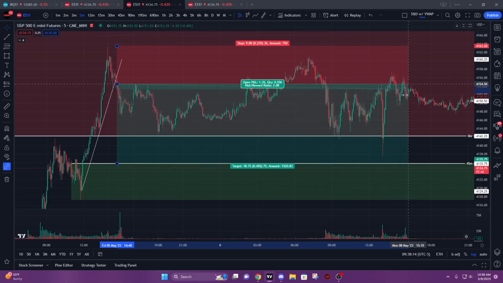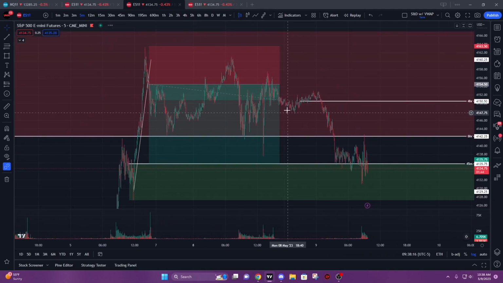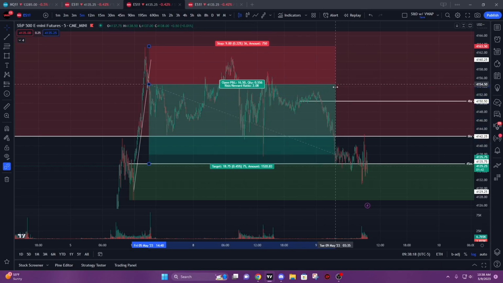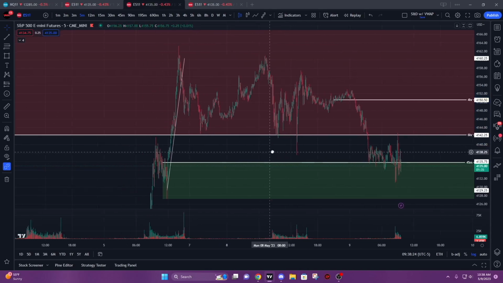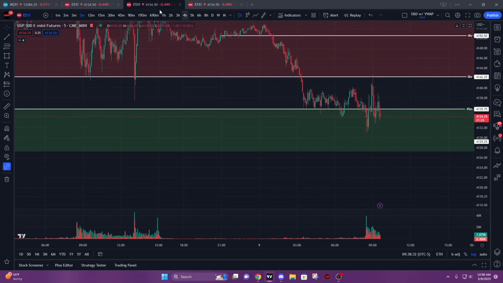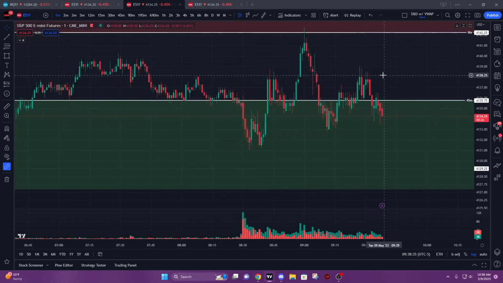If we extend this out, let's see, would it have worked? It would have worked. It would have actually hit this morning. Okay, so this is more of a swing trade there, right? Took a couple days, but it worked out. Okay, this is this morning. Look at a 1-minute time frame here.